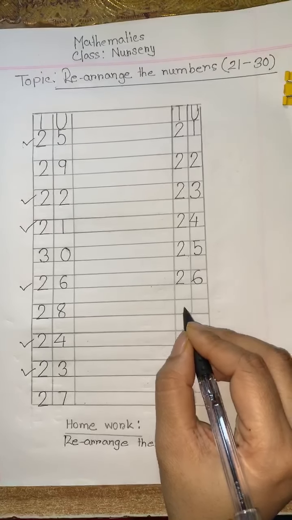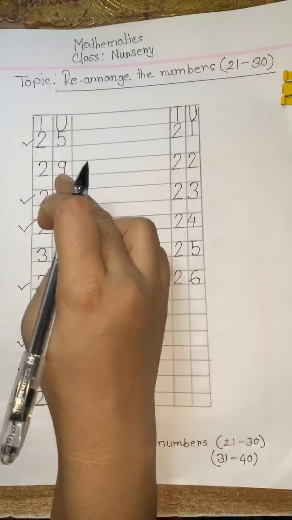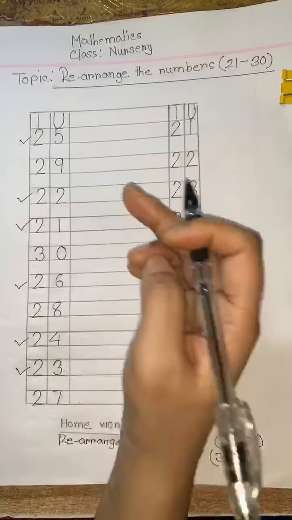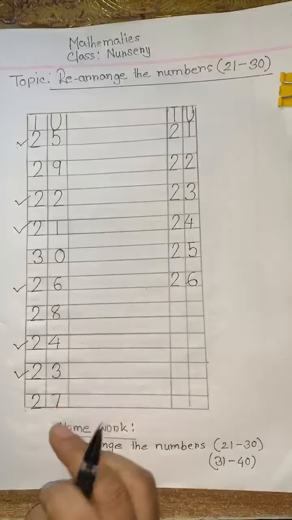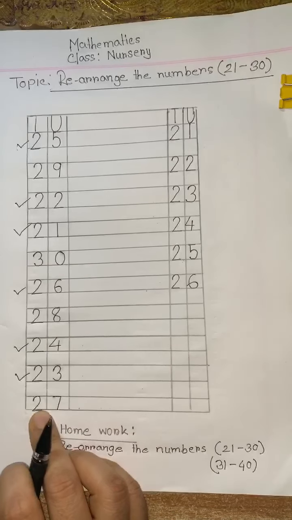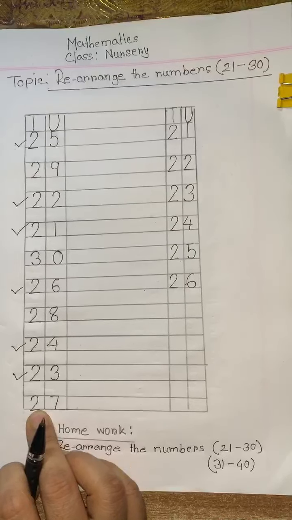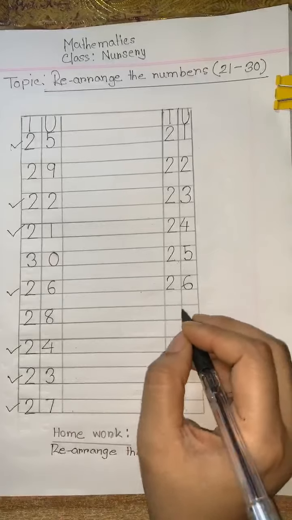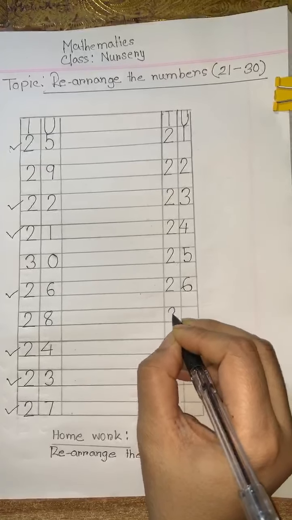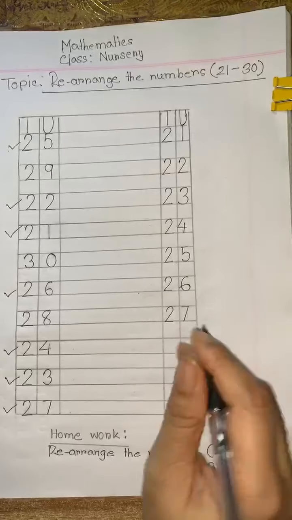After number is 27. Where is 27? This one 27? No. This one 27? No. This one 27? Yes. It is 27. Now I am writing here 27.